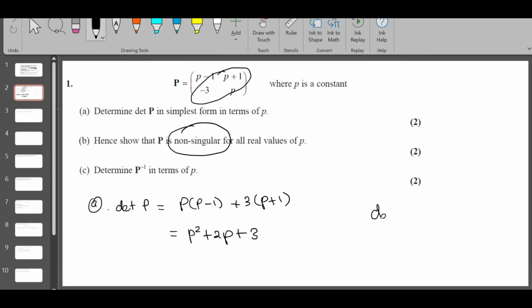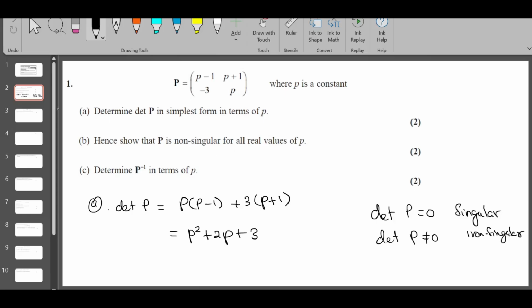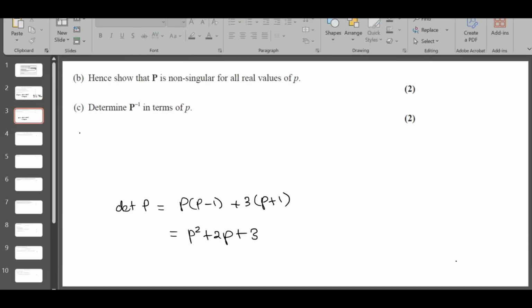Hence, show that P is non-singular for all values of P. If the determinant value of a matrix is 0, that's a singular matrix. If the determinant value of a matrix is not equal to 0, it's non-singular. That's the condition. So we have to prove that the determinant value will not be 0. So for part B, we write the determinant value of P is equal to this, right?